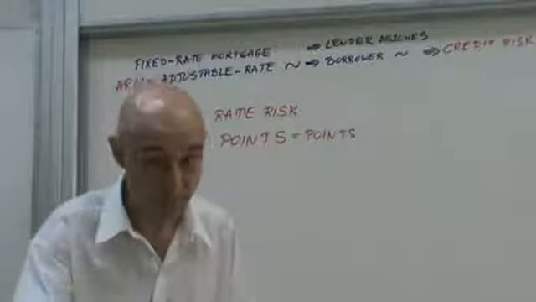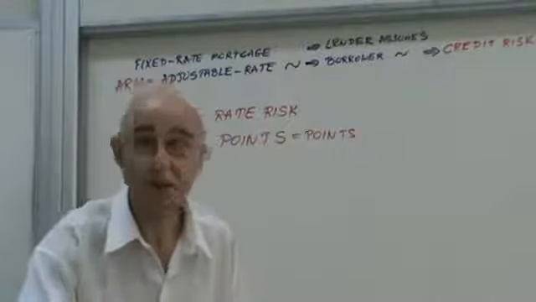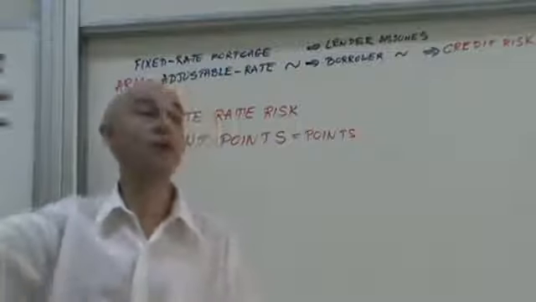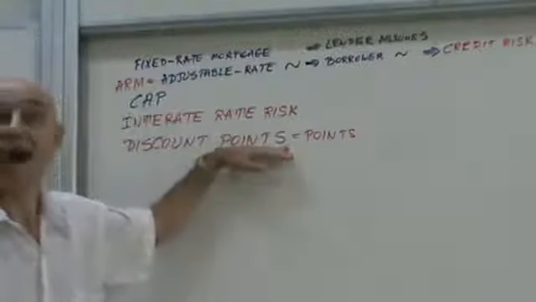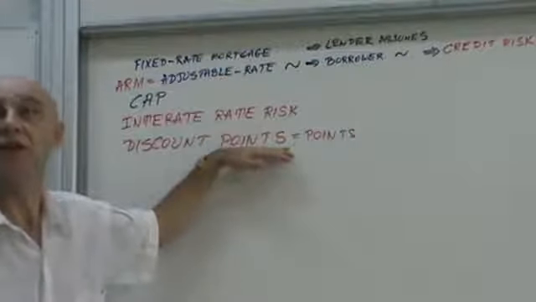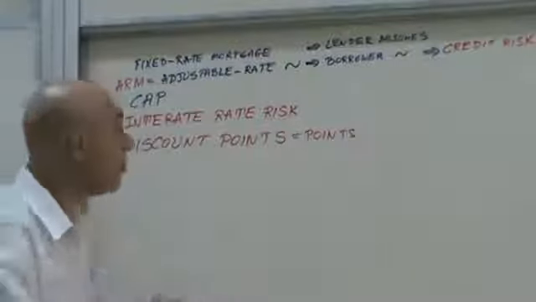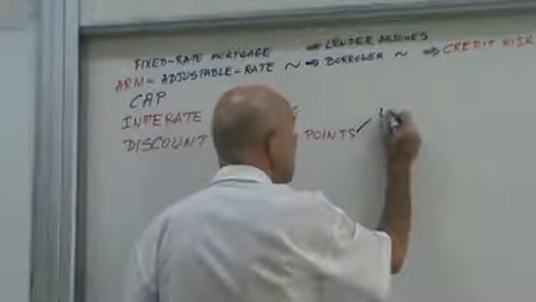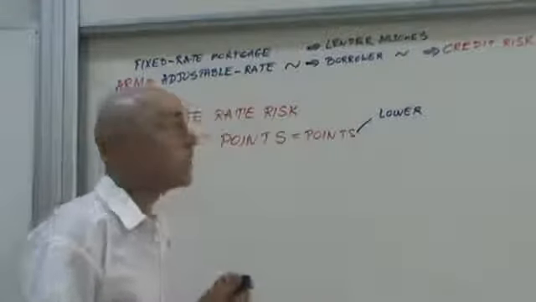So, when you make a payment against principal, it lowers the principal. It lowers your debt. But when you make a payment against the interest, when you pay back the loan, you will lose that interest. So, discount points or points will do two things for you. It will lower the interest rate.